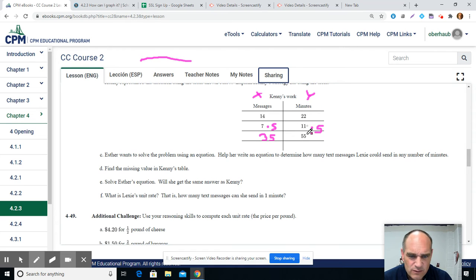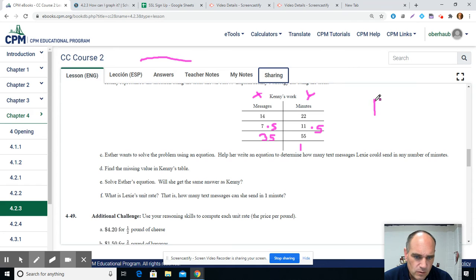So I want to get myself down to 1 minute here. What I'm going to do is take one of these. I'm going to use this right here, my 11 minutes and 7 messages. And I want to find out about 1 minute. So if I'm going to find out about 1 minute, I'm going to divide this by 11. So then I need to divide the 7 by 11 also.